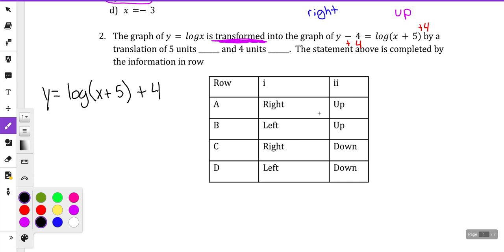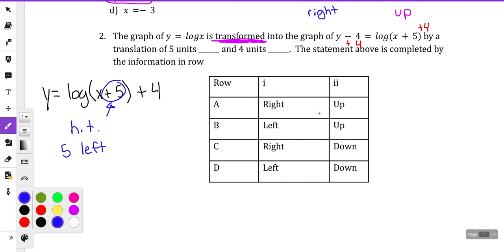If I wanted to describe these transformations, this plus 5 is a horizontal translation, 5 units to the left. Remember that horizontal things are the opposite of what they look like. So plus 5, most people would think right 5. We just assume positive means you move to the right. For transformations, it's opposite. So positive actually means that we're moving that thing left.